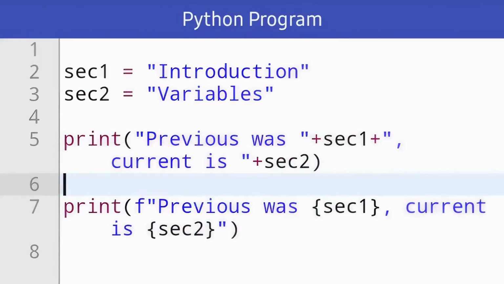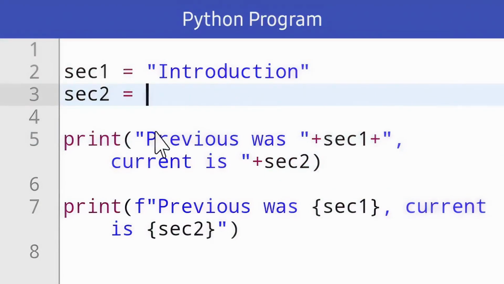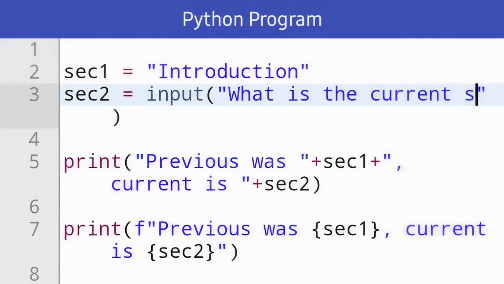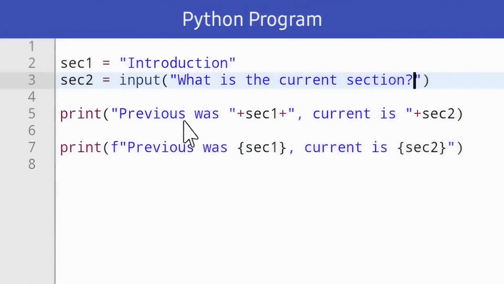Now, suppose you want to modify this section 2 variable here, and instead of putting some type of text value, we want to use the user's input instead. And we're going to ask the user what is the current section. So now whatever the user enters is what will be displayed as our section 2 or our sec2 variable. So let's run our code.